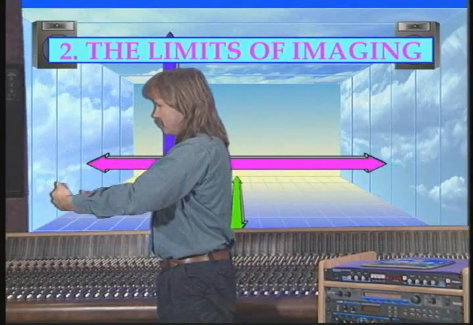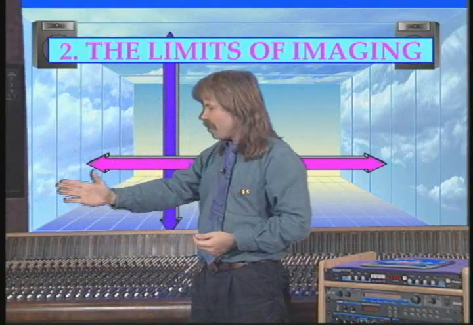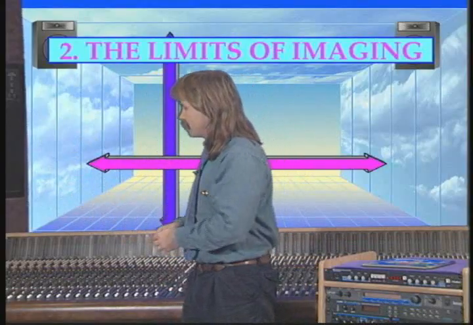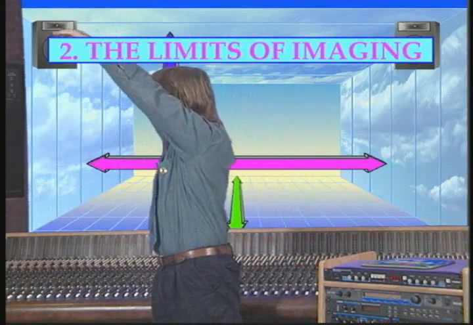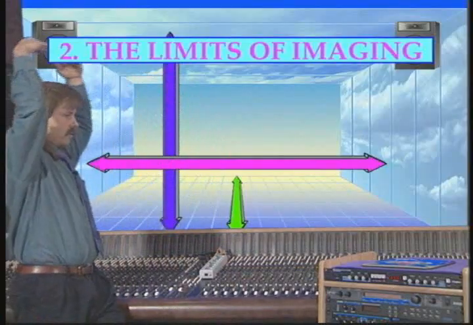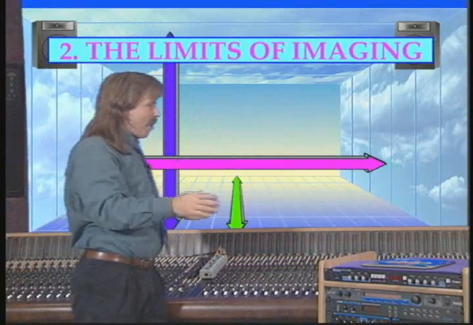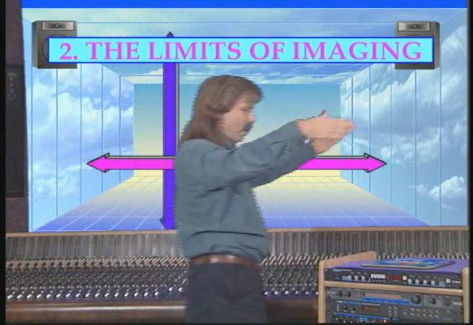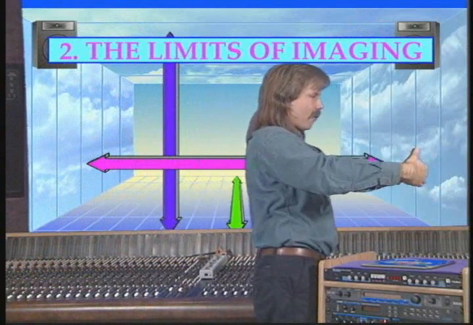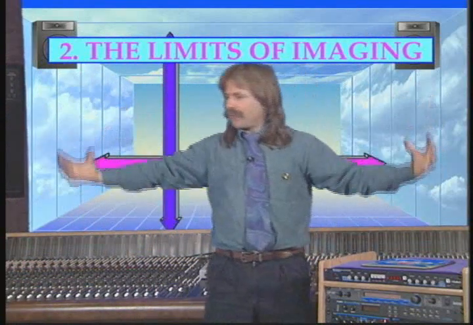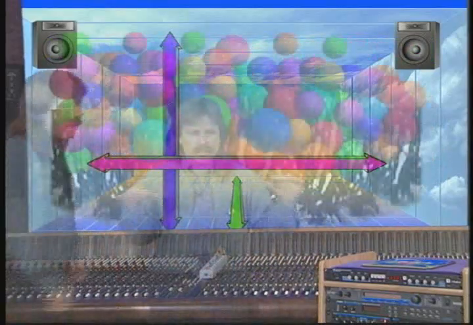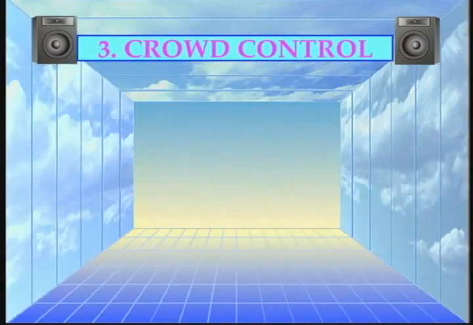We also learned about the limits of imaging. First, you normally don't hear sounds further left or right of the speakers themselves. Second, you don't hear sounds more than a couple of feet in front of or behind the speakers. And you don't hear sounds much higher than the speakers themselves. But we do hear sounds come through the floor. We also learned that this is a limited space between the speakers. When you have a lot of sounds in the mix, they fill up the space, causing masking. With only a few sounds in the mix, there is plenty of room and they sound clearer. Therefore, it all becomes a function of crowd control.